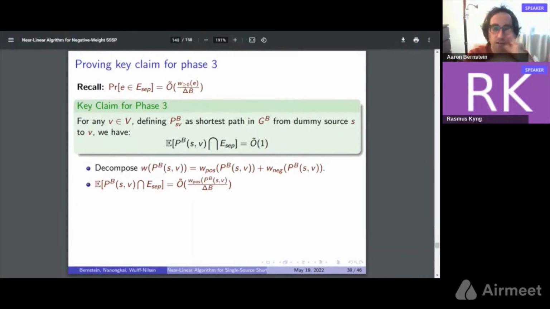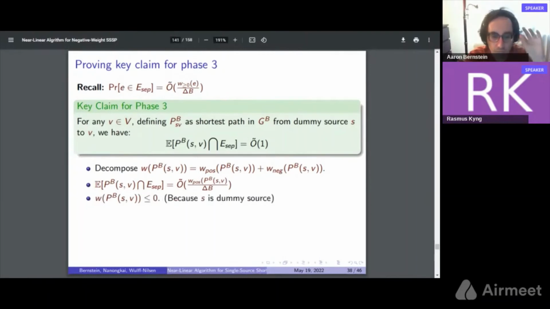So we know that the intersection of the path with ESEP, by the statement above, is precisely the positive weight divided by delta B. So how do we bound the positive weight? Well, we know that the original weight, not the positive weight, the total weight, is less than or equal to 0. Because again, it's a dummy source. You could always take a path of length 0. So the original path is less than 0. So basically I'm going to show that the negative part can't be too negative. And that immediately shows that the positive part can't be too positive, because together they're less than 0.